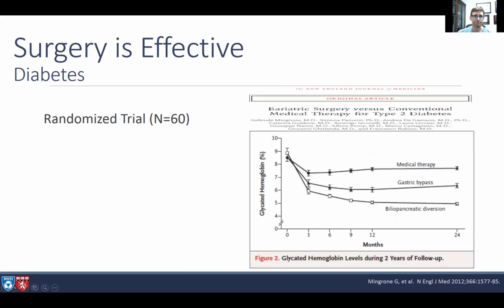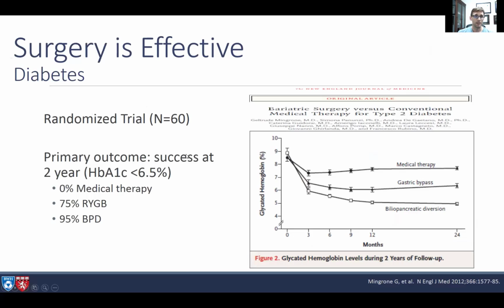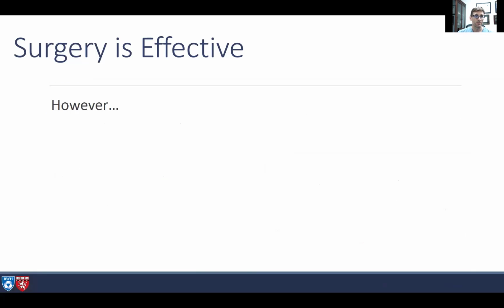This was a nice randomized trial from a group in Italy, the senior author being Francesco Rubino. And they took basically patients and randomized them into one of three groups: medical therapy, gastric bypass, or biliopancreatic diversion. And this is in the treatment of type 2 diabetes. Their primary outcome was success at 2 years as defined by an HbA1c of less than 6.5%. No one in the medical therapy arm achieved that success. 75% of the gastric bypass patients did, and 95% of the patients with a biliopancreatic diversion did. So clearly, surgery is doing something rather important.